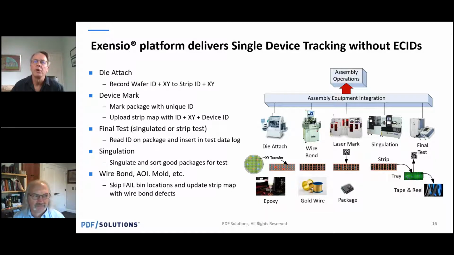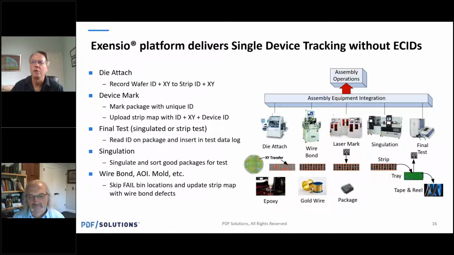We go to the wire bond, we do the same. We bond only the good devices on the strip, the good locations on the strip, and we record, say, the gold wire lot, for example. Then the package is molded, and then it goes to laser mark, where we mark a unique code on each device and relate it to the strip ID and XY. The strip is then singulated and the package is placed in a tray, and the 2D code is read by final test, which completes the loop. Because the 2D code will then connect back to the strip ID and XY, and then all the way back to the wafer. So we're doing all of this basically by connecting to the factory floor in real time, and none of this depends on ECID.